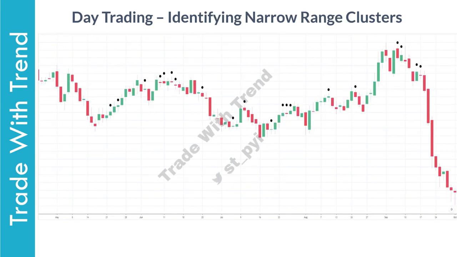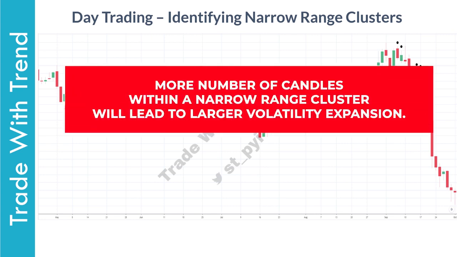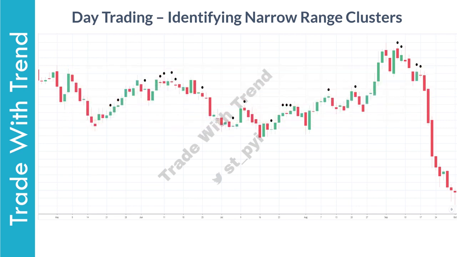To identify a valid narrow range cluster, make sure you have at least 4 to 5 narrow range candles among the last 9 candles at least. This would represent sustained volatility contraction and would ensure expansion in days ahead. In this chart, first narrow range cluster is in this region wherein there are 5 narrow range candles among the last 10 candles that you spot.